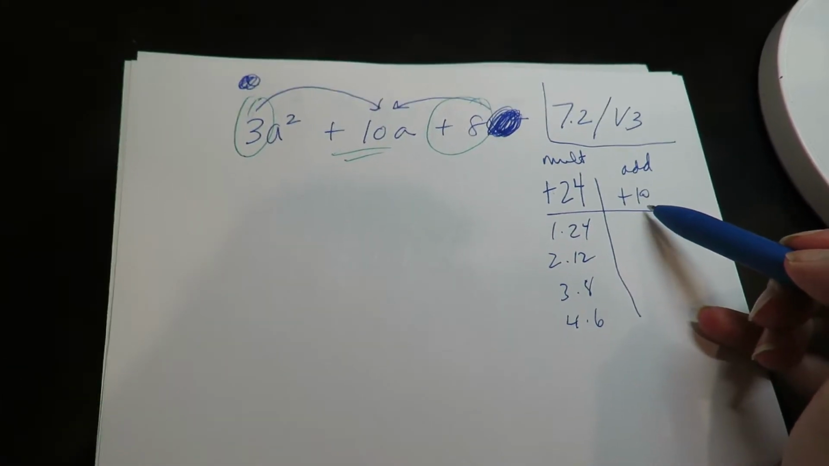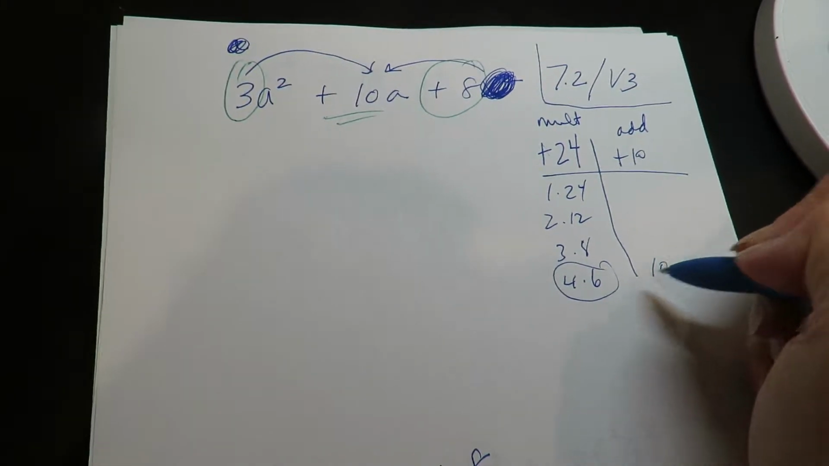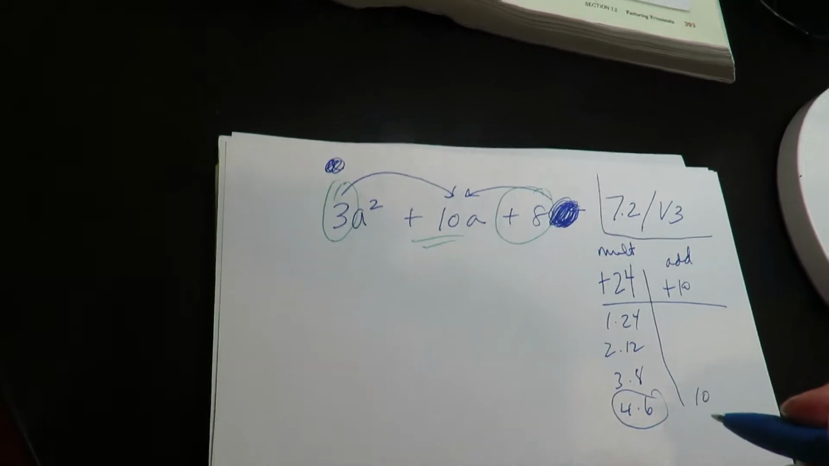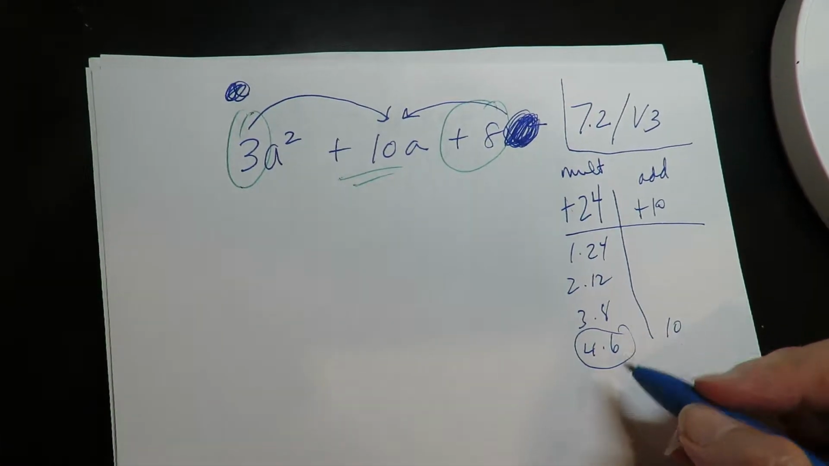Alright, since this is positive and that's positive, it is double positive, so it has to add to 10. It's this, because 4 plus 6 is 10. Alright, the thing is that this is not the answer. This is what we're going to use to break the middle term.